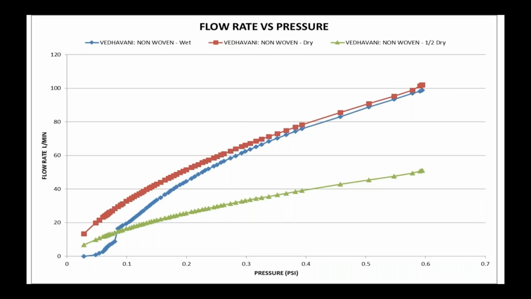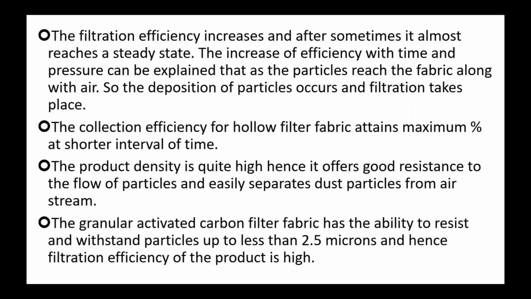As you see from the graph, as the pressure increases, the flow rate per minute also increases, so the filtration efficiency increases after some time and reaches a steady state as visualized in the graph. The increase in efficiency with time and pressure can be explained this way: as the particles reach the fabric along with air, deposition of particles occurs, air alone passes through, and filtration takes place. The collection efficiency for this filter fabric attains maximum percentage at a short interval of time.